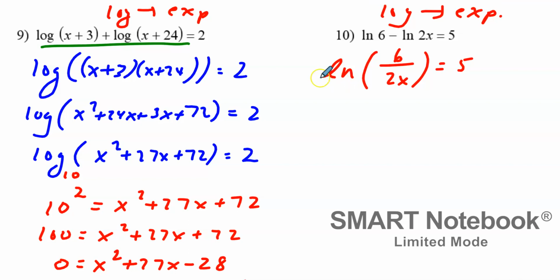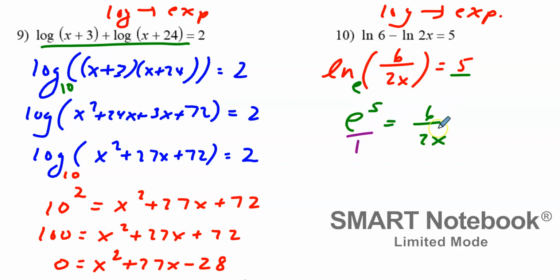So this time, the reason I put both of these next to each other is to show you the difference. If you see log without a base, you assume it's 10. If you see ln without a base, you assume the base is e. So if you want to change this to an exponential, the base is e, the exponent is 5, equals 6 over 2x. So this is really e to the 5th over 1 equals 6 over 2x.